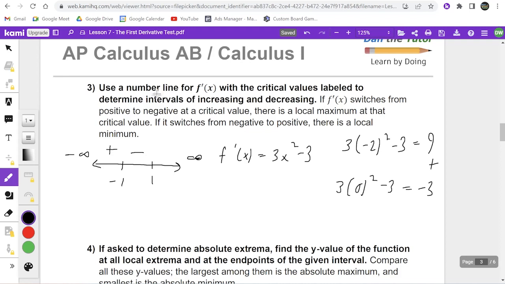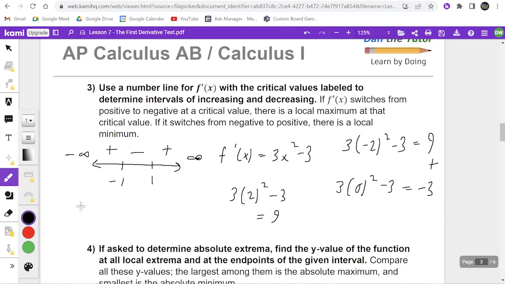And then for the last point, I'll pick a number between 1 and infinity. Let's say 2. So 3 times 2 squared minus 3. 2 squared is 4. 4 times 3 is 12. 12 minus 3 is 9. Again, all I care about is the fact that it's positive. So there's my number line. Okay? Positive, negative, positive. And what matters most is the sign changes.